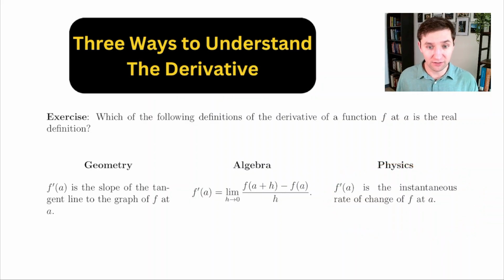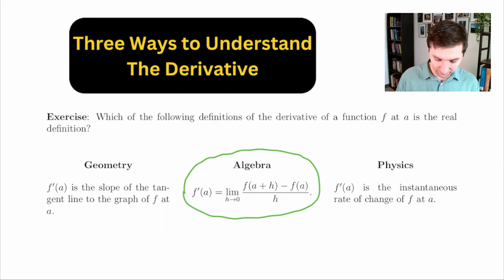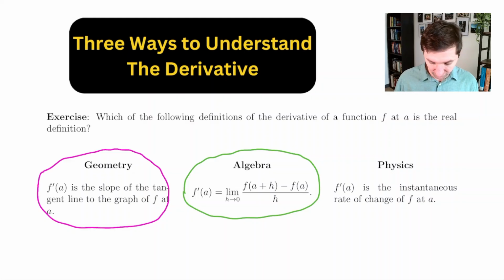Out of these 3 different ways of talking about the derivative, which one is the real definition of the derivative? The real definition is the middle one. The derivative is the limit of a certain quotient. The other 2 are ways of interpreting the derivative.